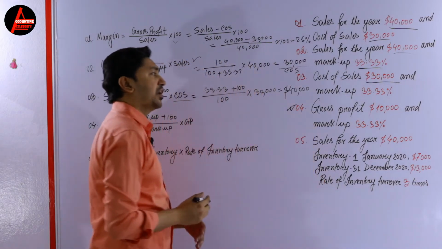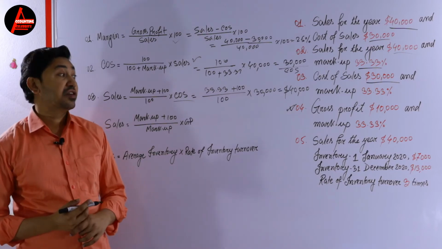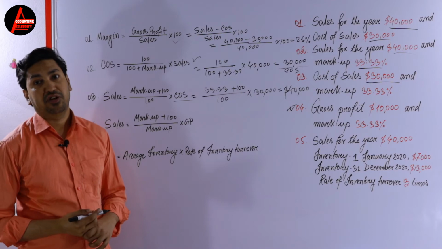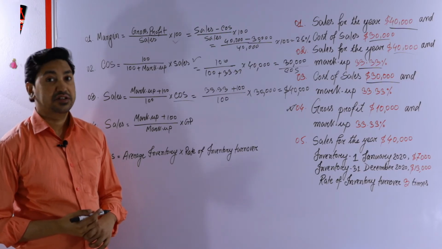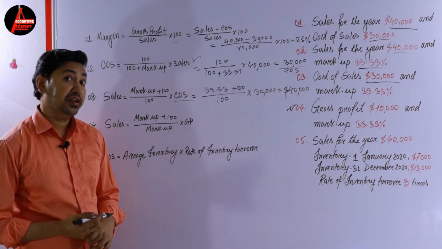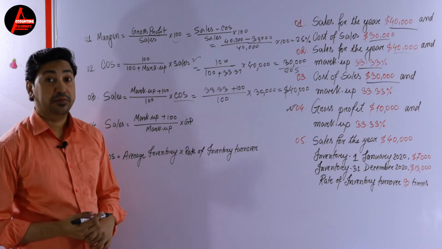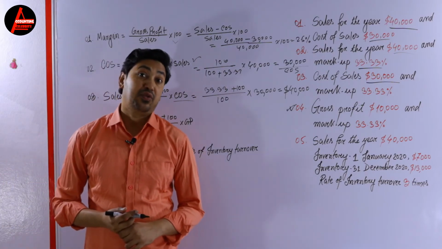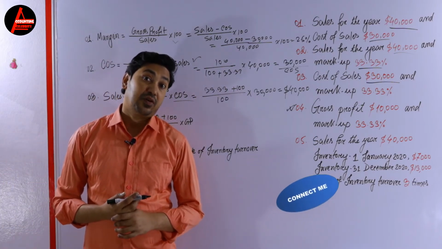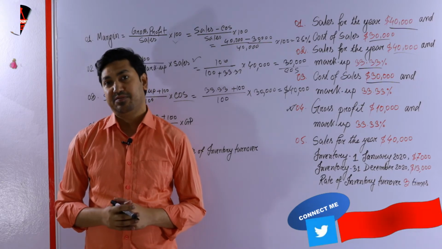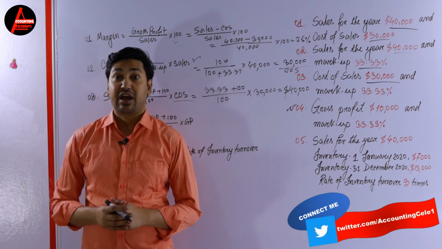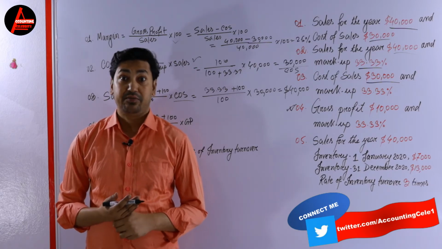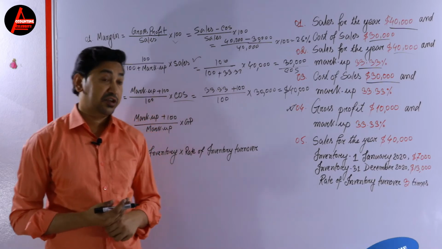Number 4, look at here. Gross profit is $10,000 and markup is 33.33%. So this is another tricky question. Here you don't have any sales value, you don't have any cost of sales. What you have? You have gross profit and you have markup. So you need to calculate your cost of sales or sales, value of sales. Then you will be able to figure out your margin.